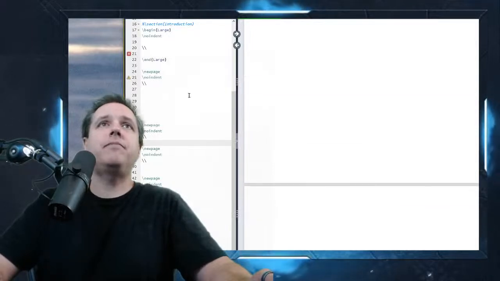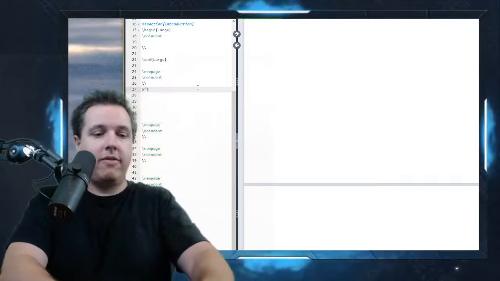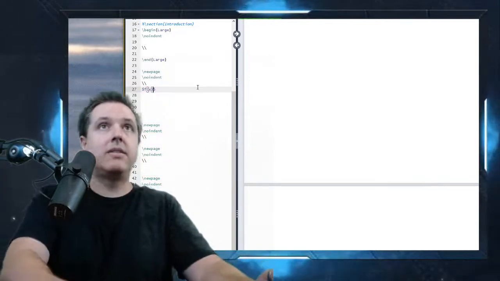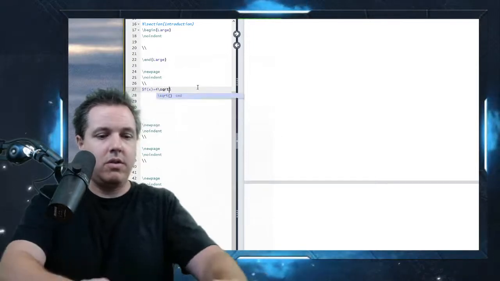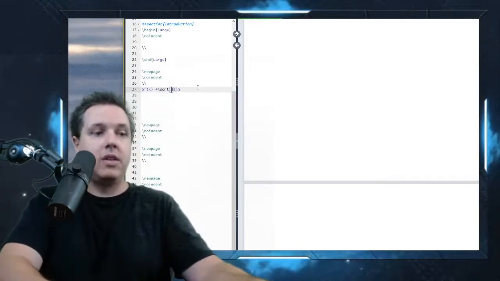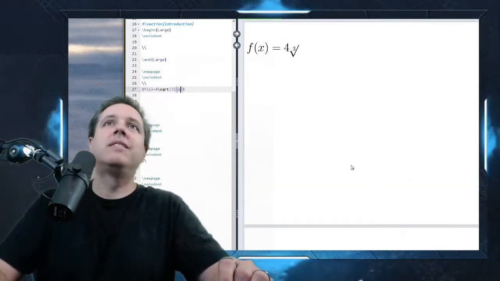Okay. So if we take f of x equals 4 times the cube root of x.